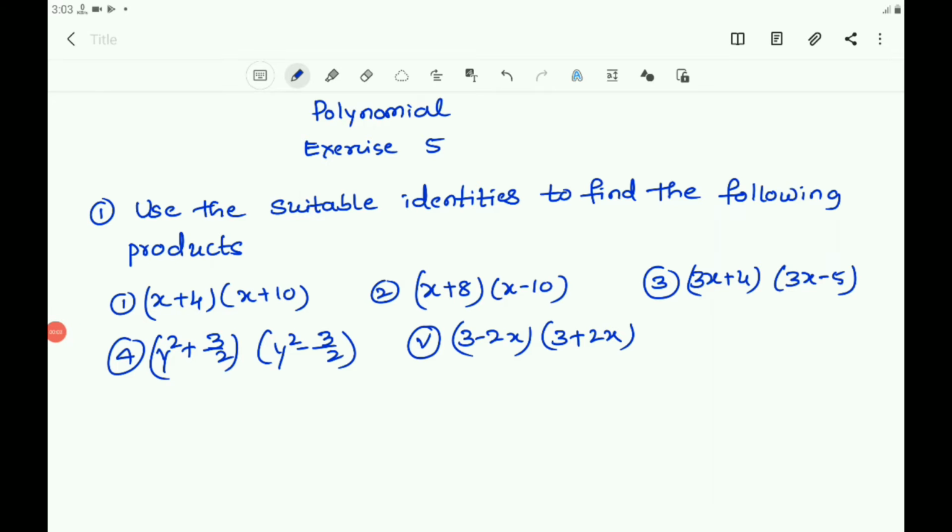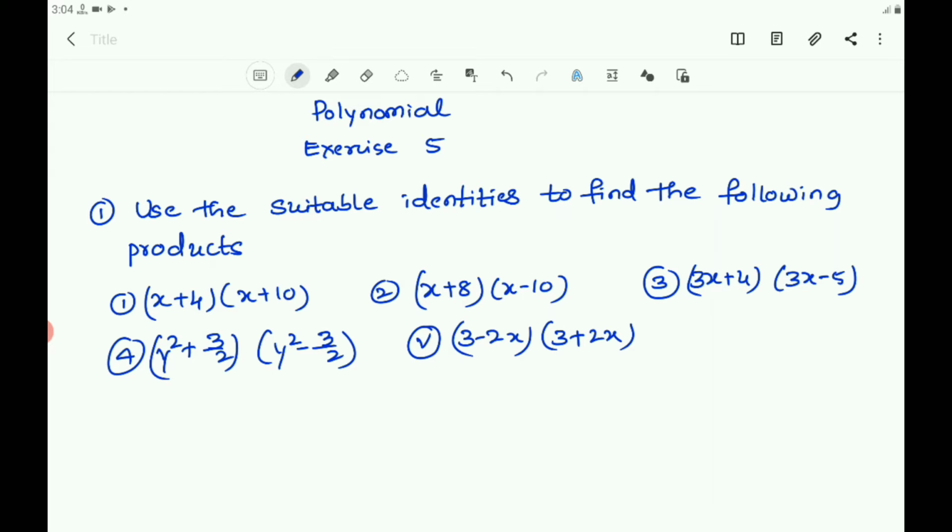First one, second one, third one are in the form of x plus a into x plus b. We can find the product of them by using the identity (x + a)(x + b) = x square plus (a + b)x plus ab. And fourth and fifth are in the form of x square minus y square equals (x + y)(x - y), or (x + y)(x - y) is equal to x square minus y square.